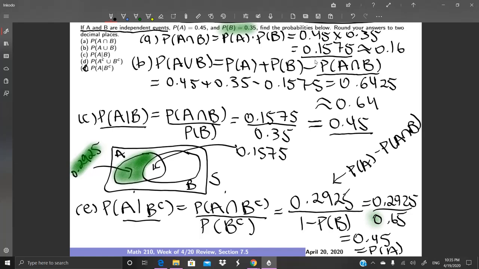So this is really all that you need in order to be able to do the quiz, at least the part that's on 7.5. There are ways to do problems in 7.5 using the tree diagrams, but I will save that for the next video.